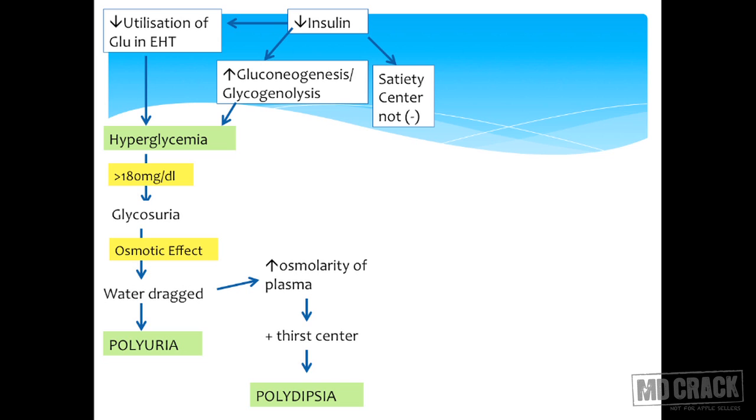Now when insulin is not there, the satiety center is not stimulated. The satiety center will not understand whether it has got glucose or not. Glucose is not able to enter into the satiety center. So he will keep on feeling that he has not eaten. What will it lead to? It will lead to polyphagia. The person will keep on feeling hungry and will want to keep on eating. This will again contribute to the hyperglycemia that is seen.